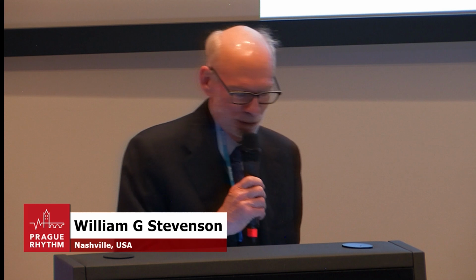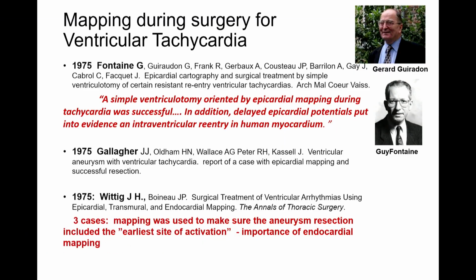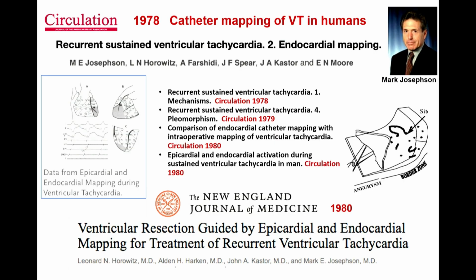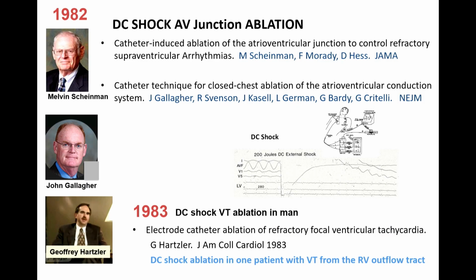VT ablation really started with the pioneering work of Guy Fontaine and Gerard Giardone with surgical ablation for ventricular tachycardia. And from that, Mark Josephson pioneered catheter mapping, and in a series of remarkable papers in the late 70s and early 80s defined a lot of the terminology that we use and the way that we now think of catheter mapping for ventricular arrhythmias. His mapping really focused on identifying the exit region around the scar, and then the surgeon, of course, took out a very large area of scar.